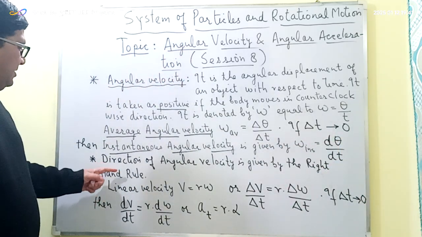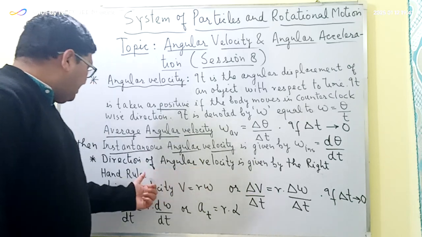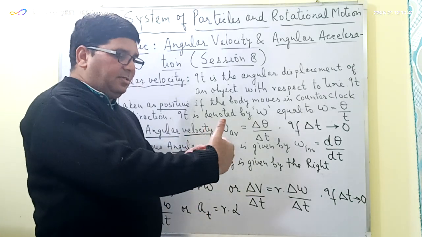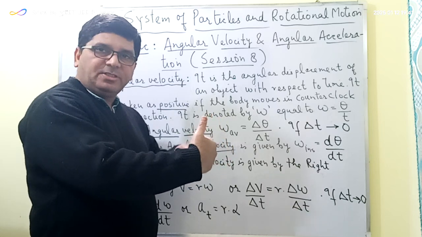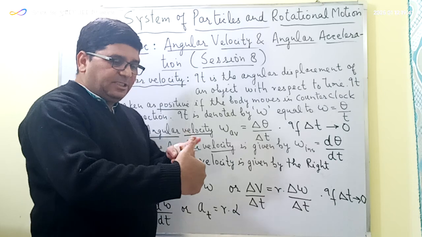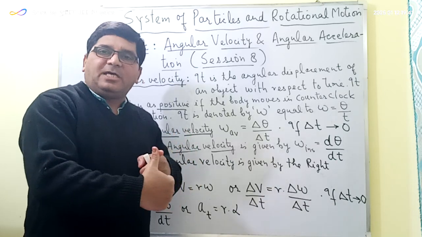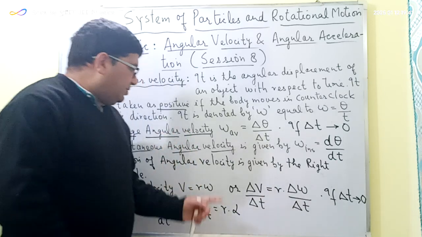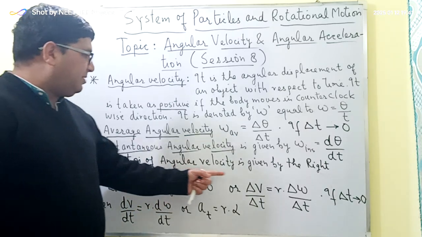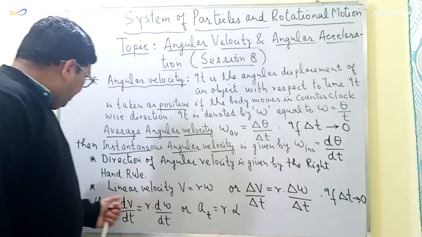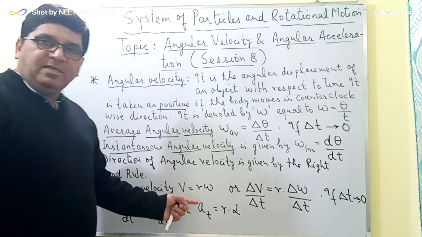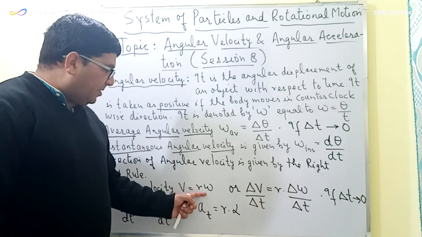Now, the direction of the angular velocity is given by the right hand rule, that is, if the curled fingers are in the direction of rotation of an object, then the thumb will point in the direction of the angular velocity. So we can find the direction of the angular velocity by using the right hand rule. The last important point is that the linear velocity is equal to r into omega.